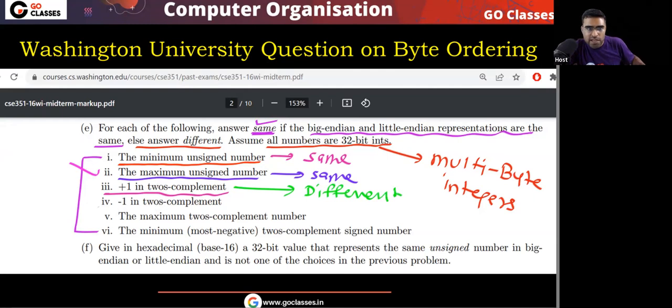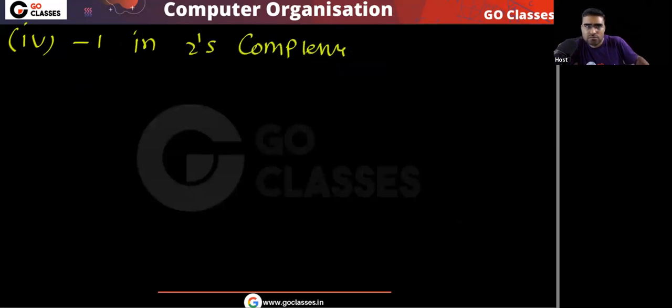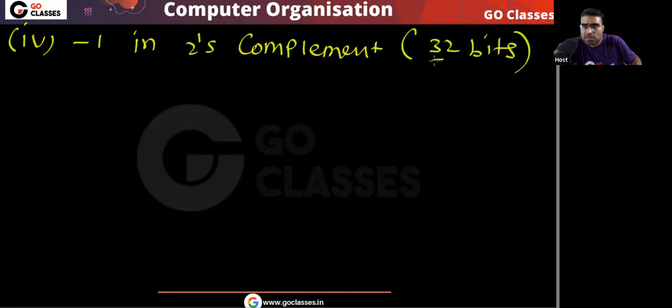What about the next one? Anyone? -1 in 2's complement. What is -1 in 2's complement? Tell me. Anyone? Okay. So this is your part 4. -1 in 2's complement, in 32 bits. Okay.